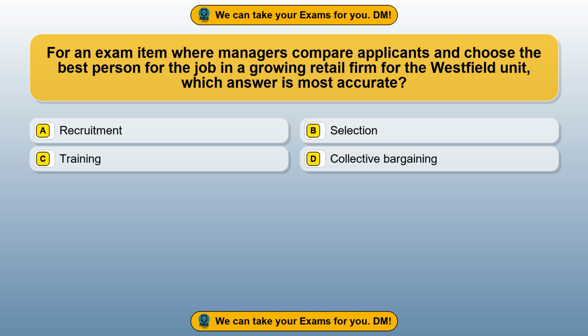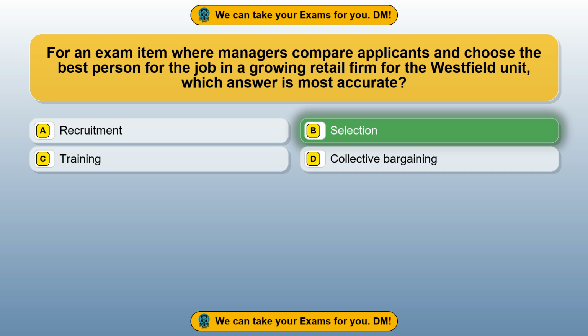For an exam item where managers compare applicants and choose the best person for the job in a growing retail firm for the Westfield unit, which answer is most accurate? Option A, recruitment. Option B, selection. Option C, training. Option D, collective bargaining. The correct answer is option B, selection.